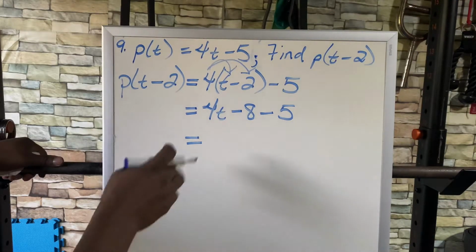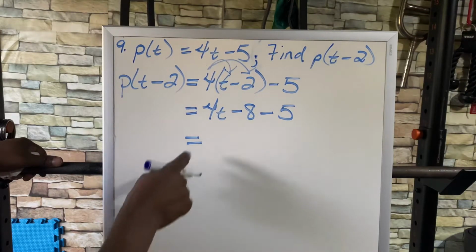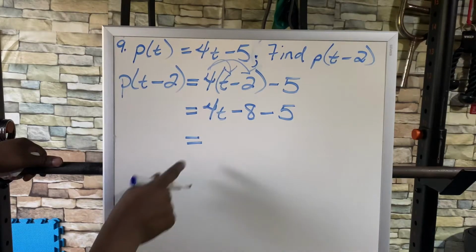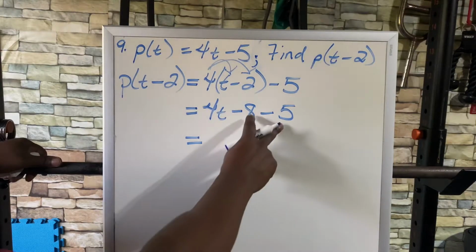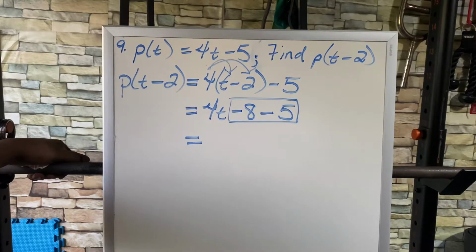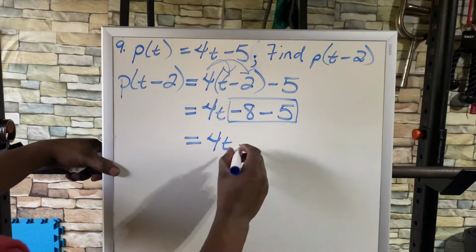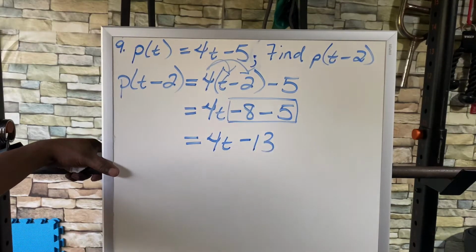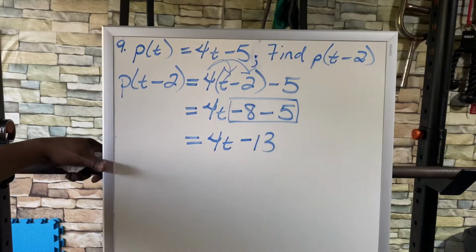Right now we have like terms. How do we distinguish like terms? We have a variable with this number. The variable is t. Do these two have variables? No. So that means that these two are our like terms. We have a negative 8 and a negative 5, so we're going to add. So 4t, negative 8 and negative 5 gives us negative 13. So we can write 4t minus 13. Therefore, P of t minus 2 equals 4t minus 13.